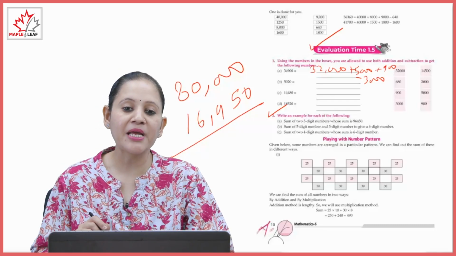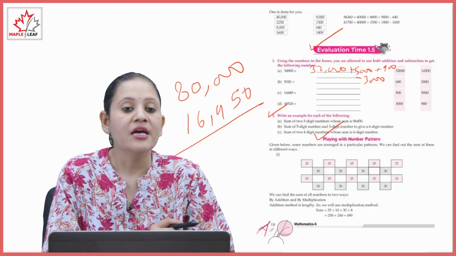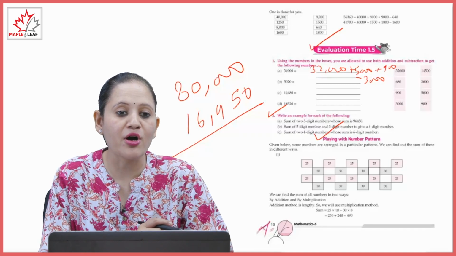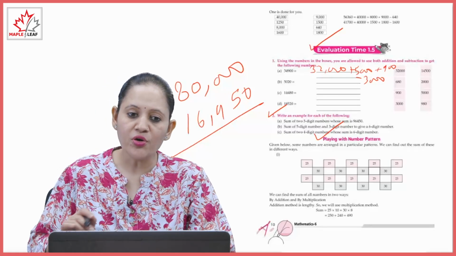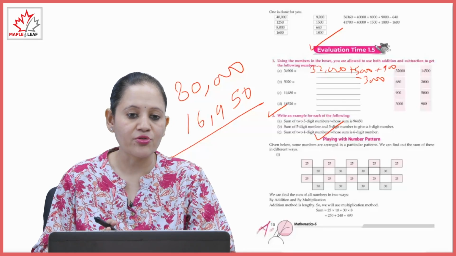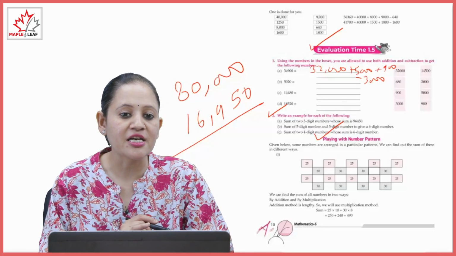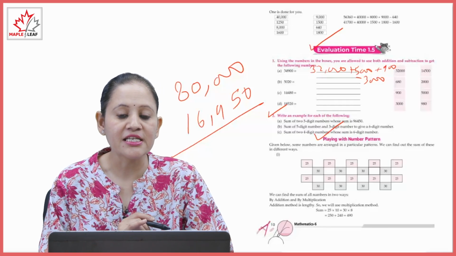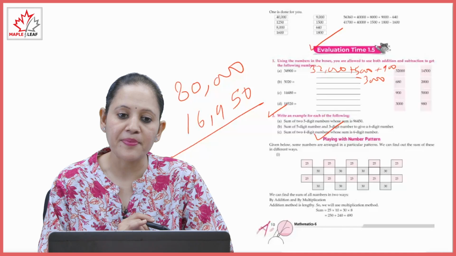Clear? Next, playing with the number patterns. Given below, some numbers are arranged in a particular pattern. We can find out the sum of these in different ways. So here the numbers are arranged in a particular pattern. We can find the sum of all numbers in two ways, by addition and by multiplication. The addition method is lengthy, so we will use the multiplication method.